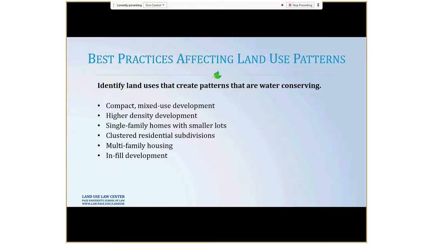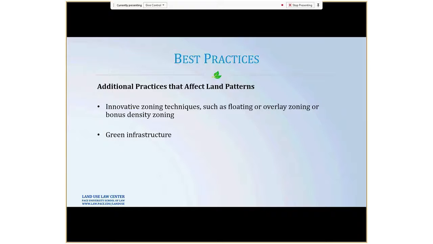So let's take a look at best practices that affect land use patterns. These include compact mixed-use development, higher density development, single-family homes with smaller lots, clustered residential subdivisions, multifamily housing, infill development. These are traditional land use planning in a different suit of clothes. Here it has an urgent new focus, envisioning and realizing a new pattern of growth to avoid the prospect of no growth in the future because of water limitations. Next slide. So additional practices include innovative zoning techniques such as floating and overlay zoning or bonus density zoning and green infrastructure.